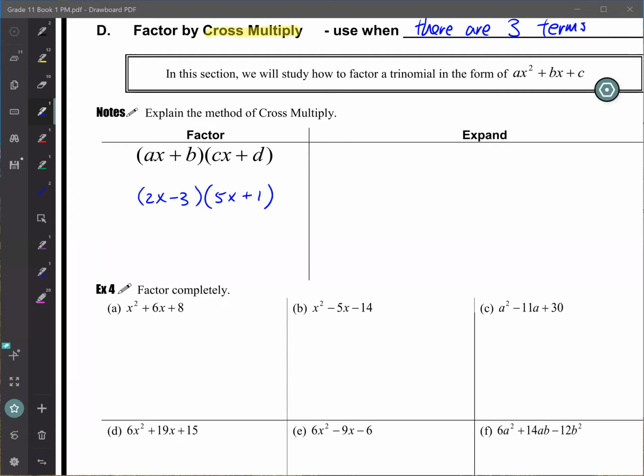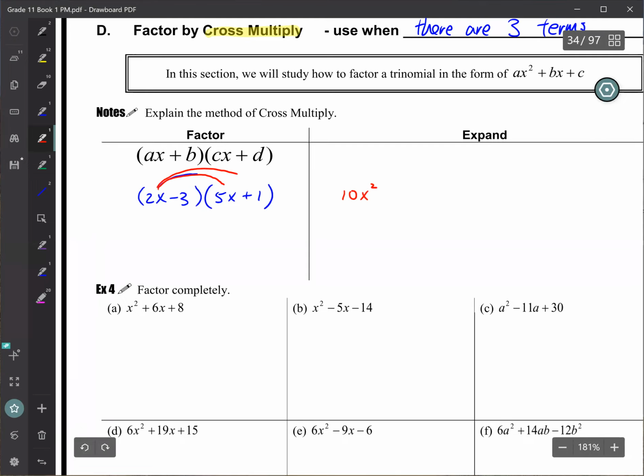So let's start with the expansion now, one by one. Let's see. Chris, can you help me? What do you get when you expand these two? 10x squared plus 2x. Okay, we'll just do those two for now. And then let's do the green ones.